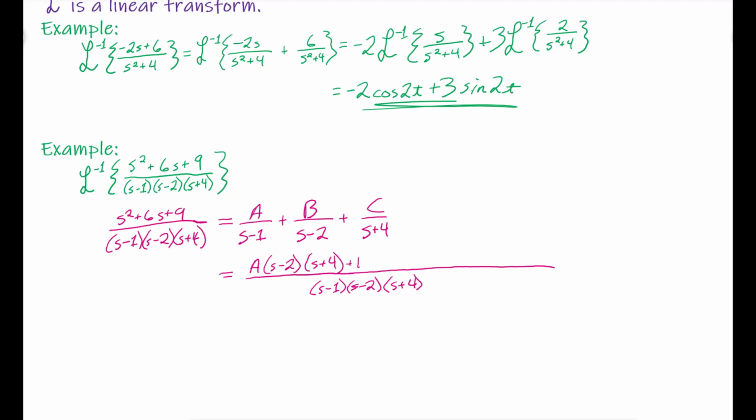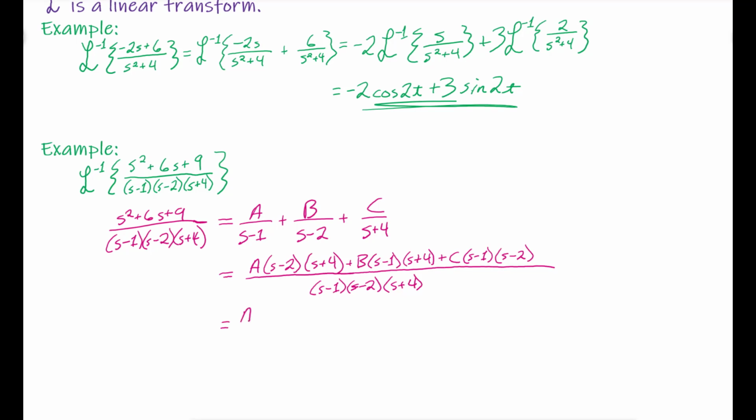Then I'm going to be taking b and multiplying it times s minus 1 and s plus 4. And I'll be adding to that c times s minus 1 and times s minus 2. So it's great, I've done the work. So now I need to actually multiply this out and put some like terms together.